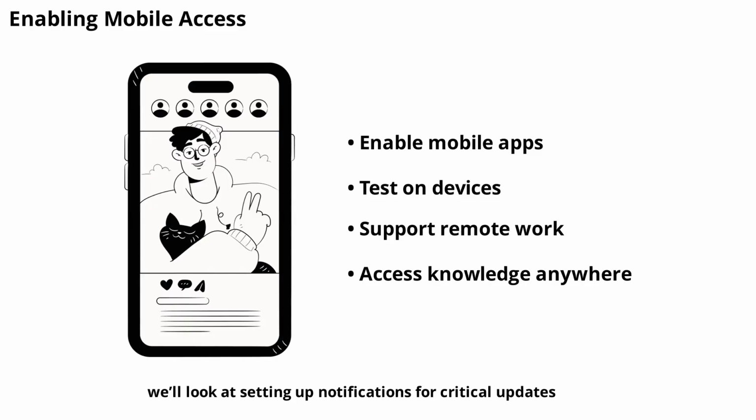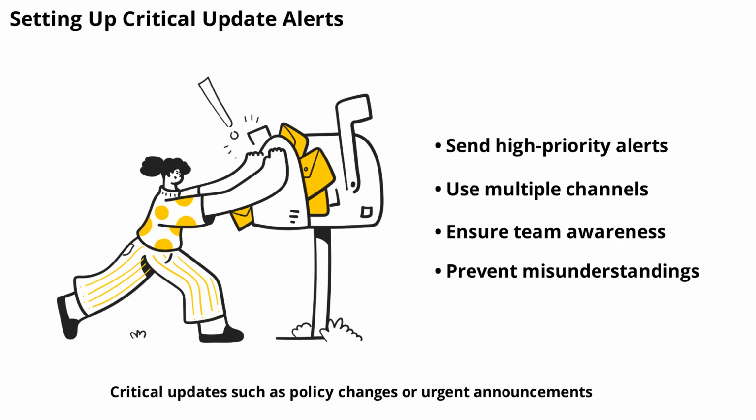Next, we'll look at setting up notifications for critical updates. Critical updates, such as policy changes or urgent announcements, require immediate attention. Configure your inventory system to send high-priority alerts for these updates. Use multiple channels, email, SMS, or in-app notifications to ensure everyone is informed. Clear communication of critical updates helps prevent misunderstandings and keeps your team aligned.